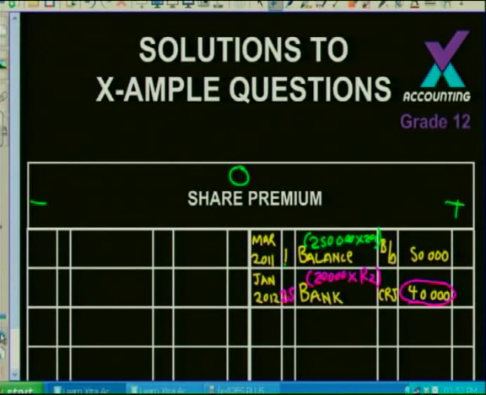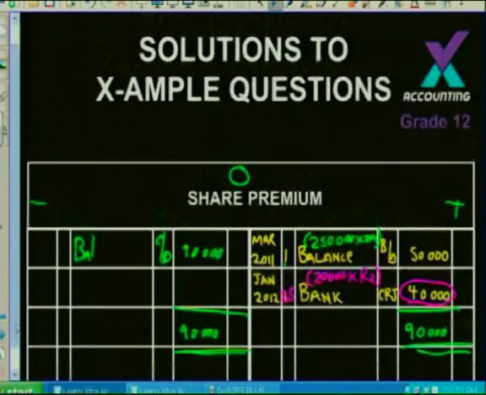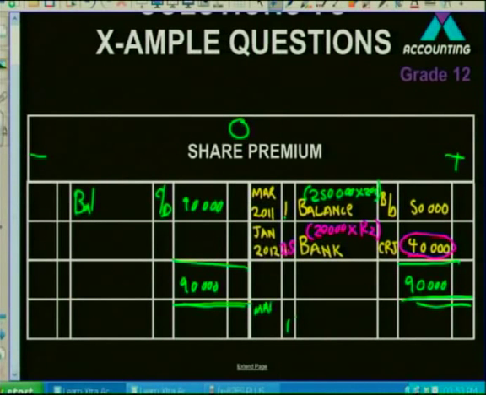Okay, let's now go on to the next account. Share premium. Guys, the exact same procedure applies. I've got a balance now of 50,000, was my balance at the beginning of the year, plus my 40,000. So I now have a balance of 90,000. And again, balance carried down 90,000. Okay, which means on the 1st of March, okay guys, I know the handwriting doesn't look very good, but you know how to do this, okay? Balance, that should be better, brought down 90,000. Okay, second account completed.